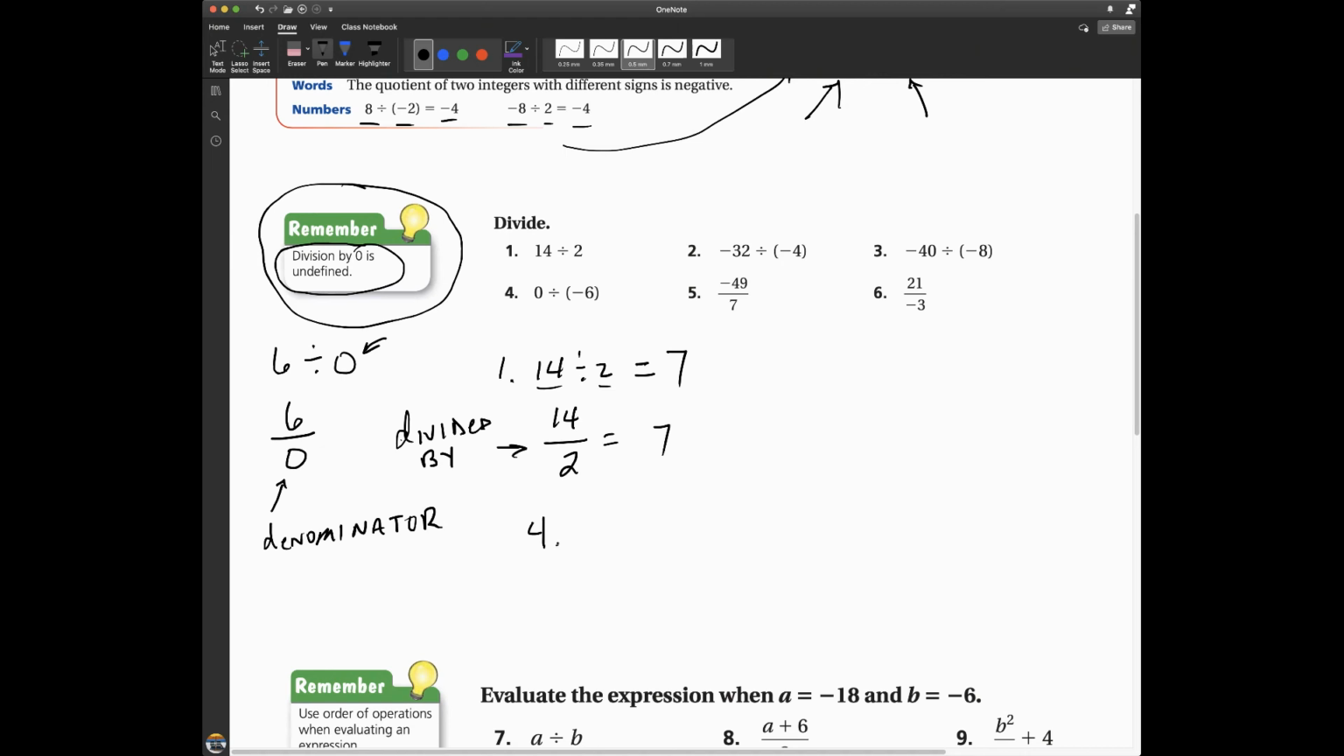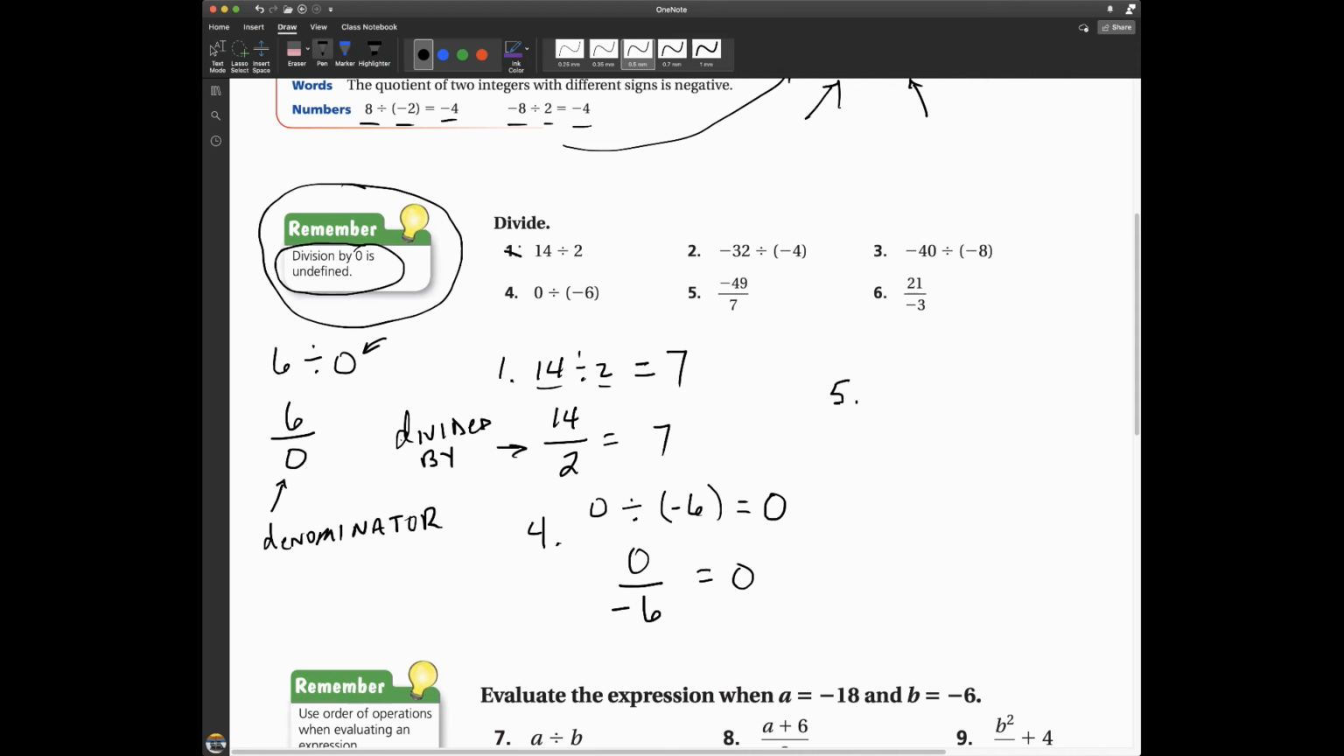Hey, how about number 4? I have 0 divided by -6. Another way I could write this is 0 over -6. Where's that 0 at? Is it in the denominator? No, it's in the numerator. So this is a problem where I can get an answer. 0 divided by any number is just 0. So both of these would be 0. And let's look at one more. Let me look at number 5.